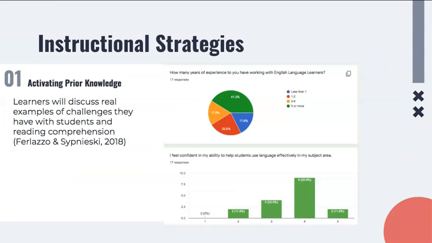Instructional strategies. 3 instructional strategies will be used during instruction. First, prior knowledge will be activated when learners discuss real examples and challenges they have had with students and reading comprehension. The learners will review the collective results from a survey they took weeks before the workshop that indicate their students' struggle with reading and the teacher's confidence level when it comes to incorporating language instruction to their subject areas.